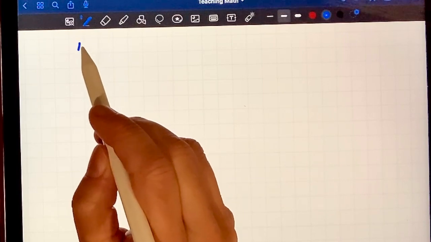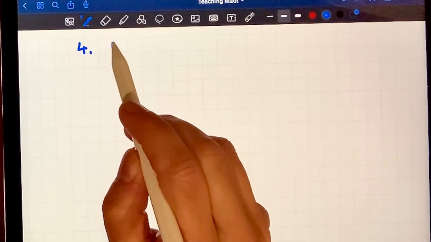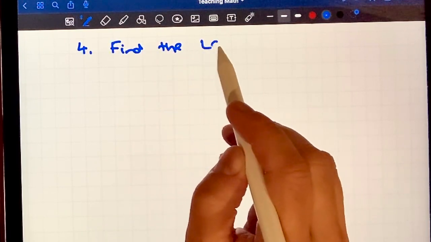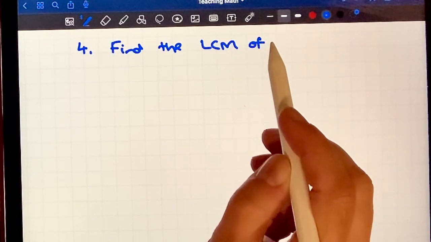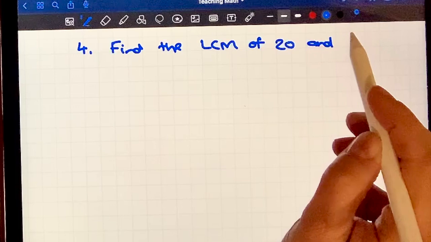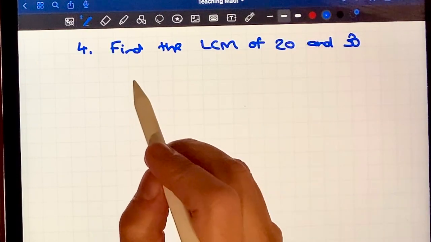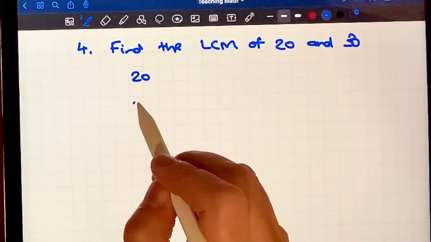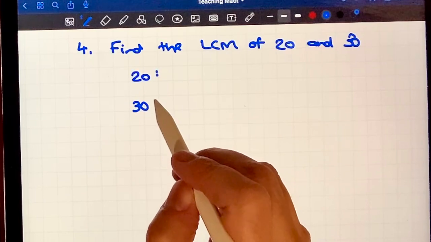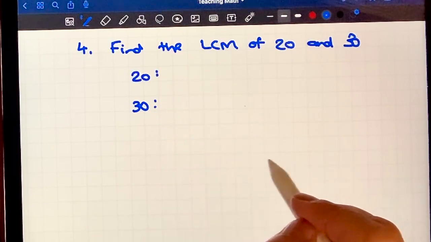4. So number 4 wants us to find the LCM of 20 and 30. Okay, so numbers that end in 0 are fairly easy to work out their multiples. And I just generally do it through skip counting.